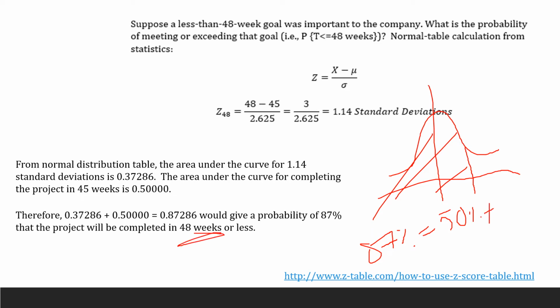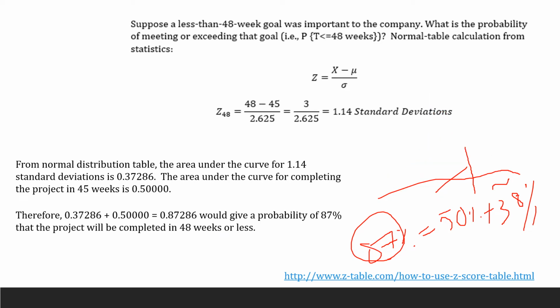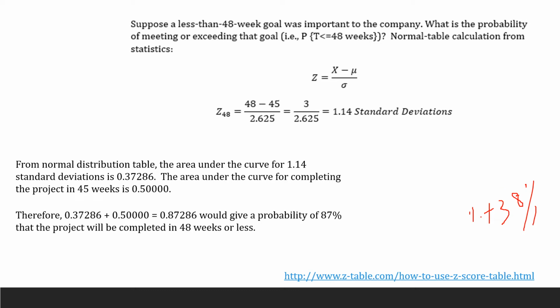So it's not really a good project, right? Because it's leaning towards the longest time. So you got 87% leaning towards 48 weeks. It will be hard for you to get the remaining 100 minus 87% to complete it in 42 weeks. So it's pretty intense. So anyway, that's how you calculate it. Let's go to the next one.